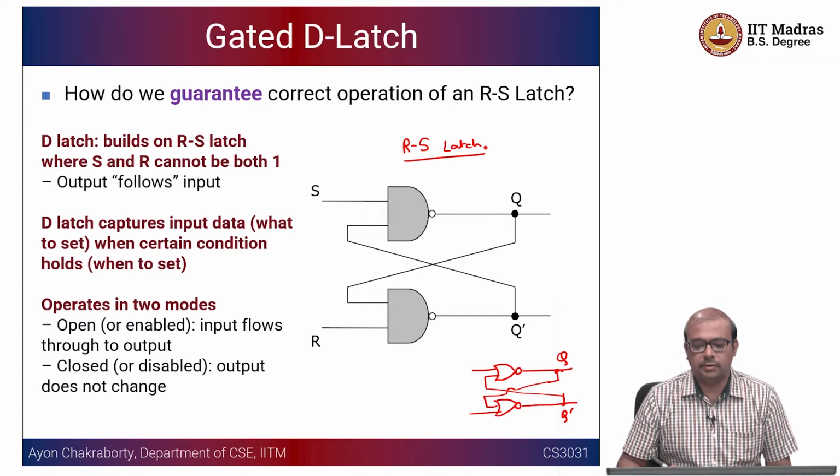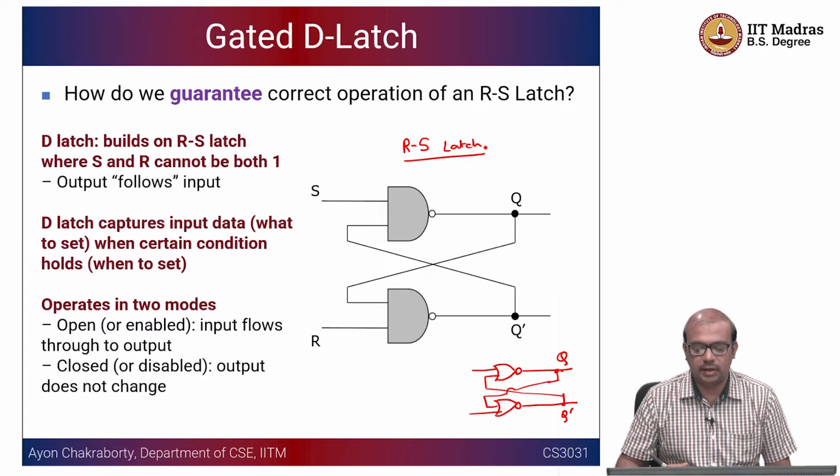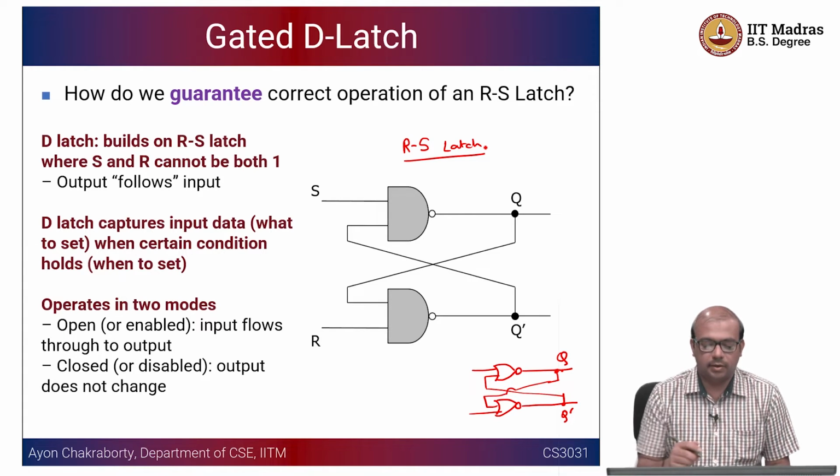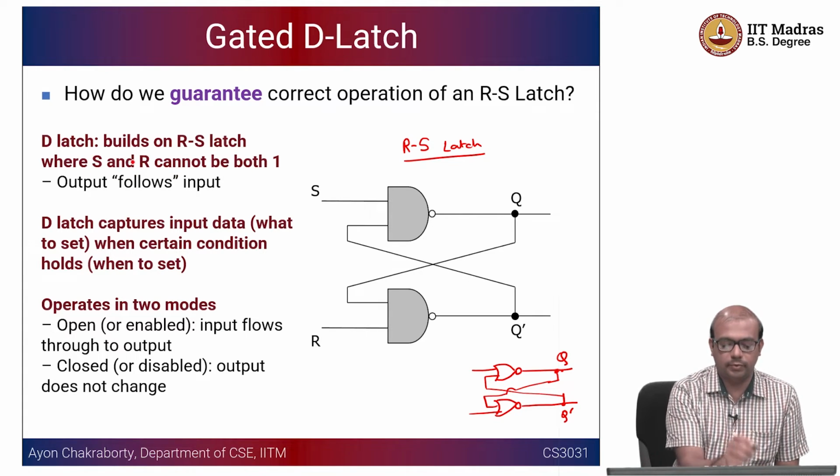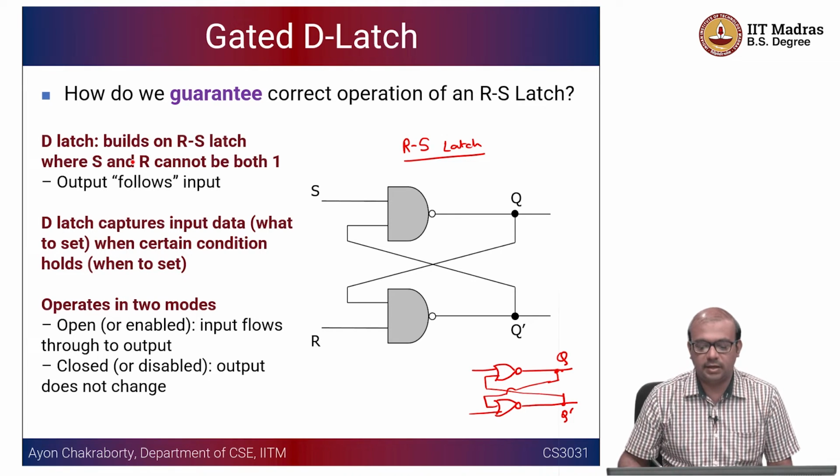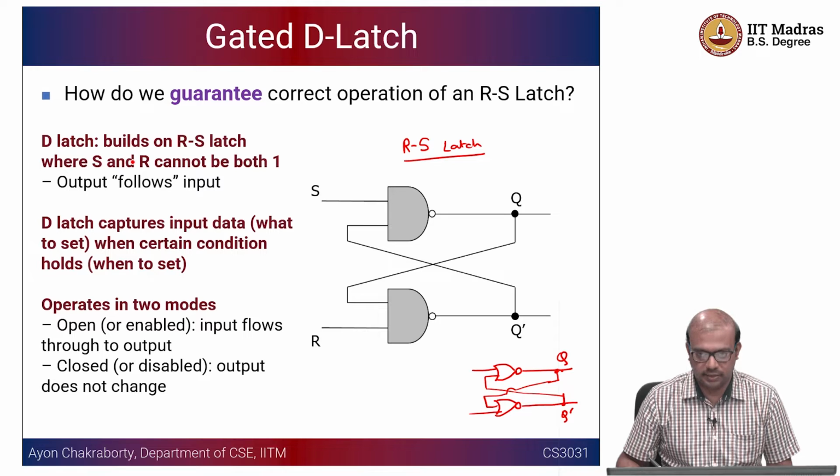This is one particular thing we want to touch upon here, the condition we want to impose. If we are supplying S equal to, let's say, 0, then R has to be 1. If R is equal to 0, then S has to be 1. That automatically takes care of the state where both of them are 0, which is basically the forbidden state.